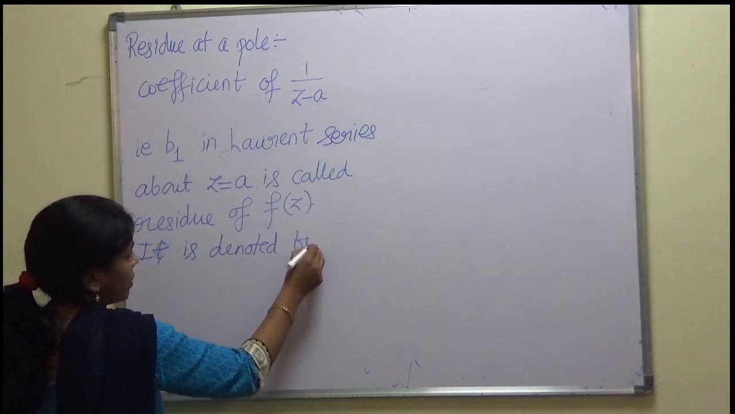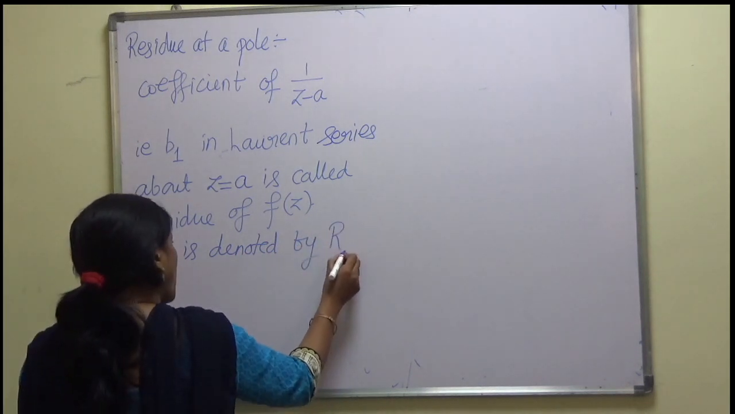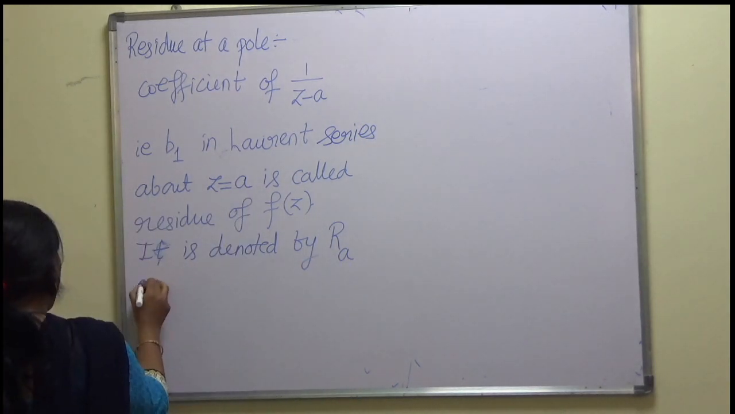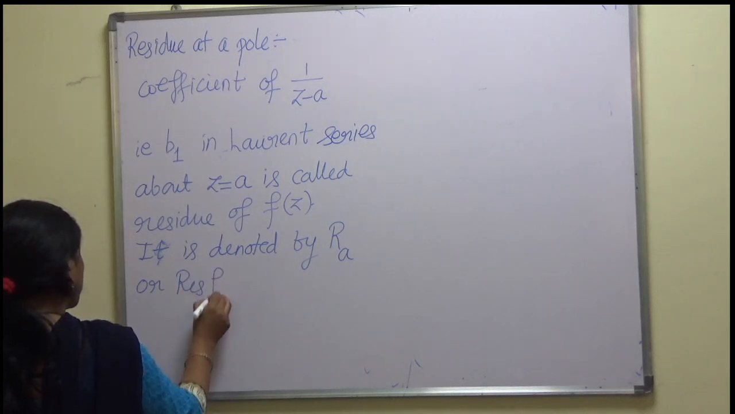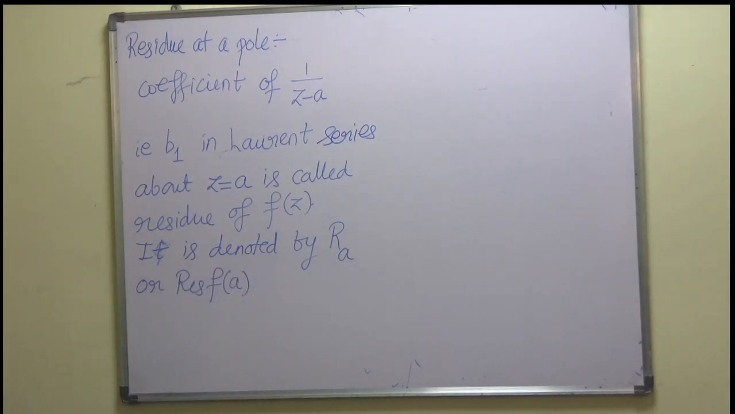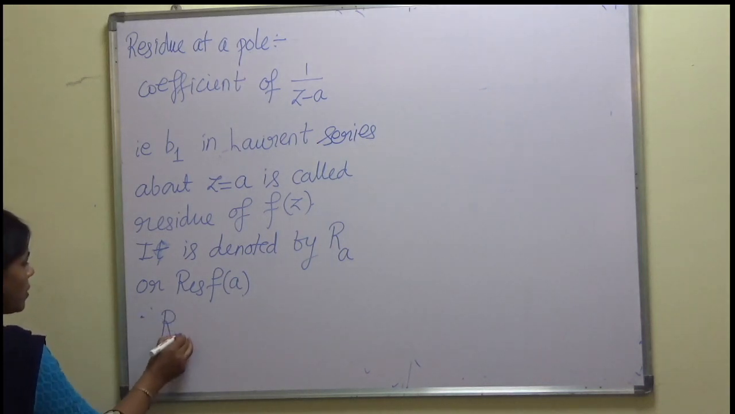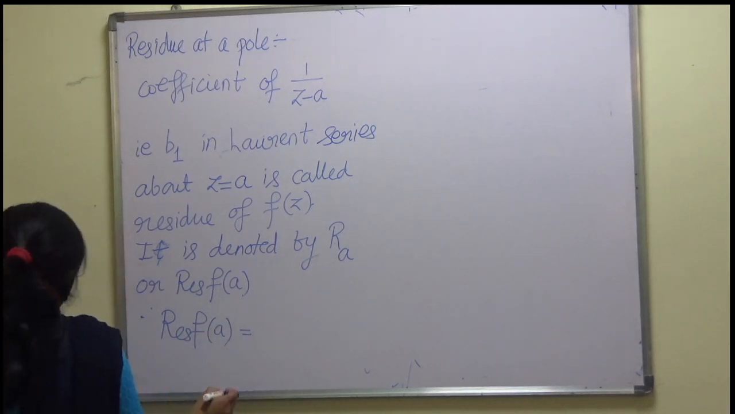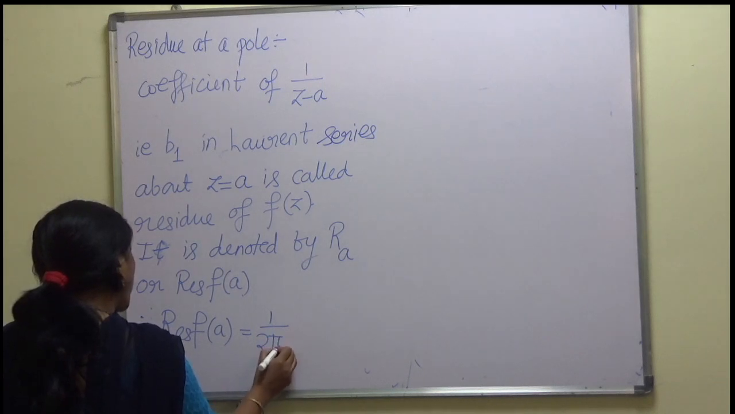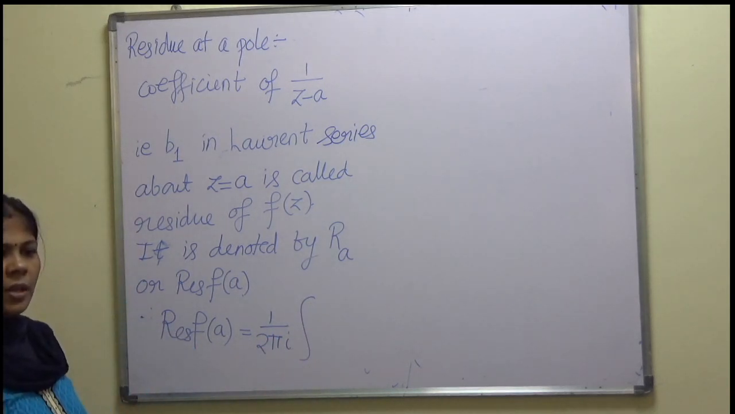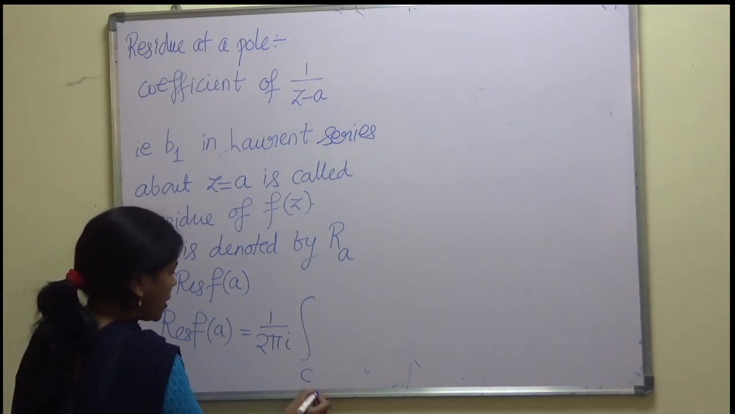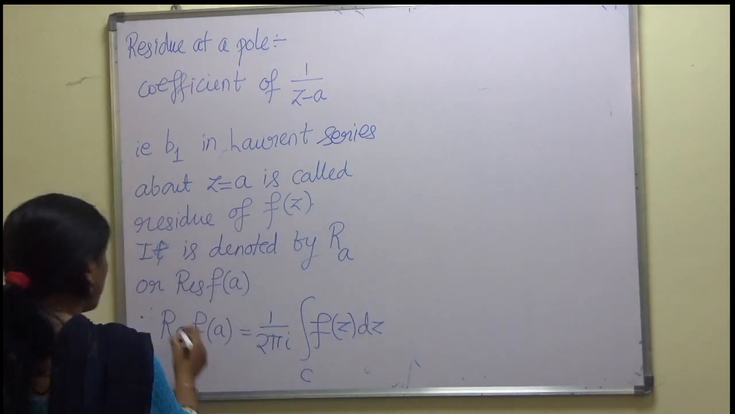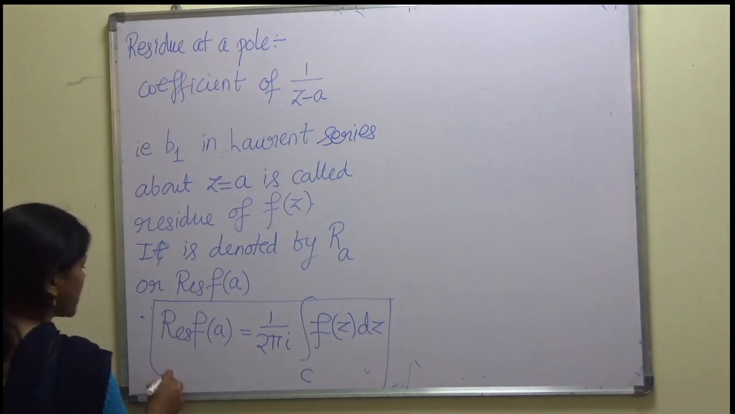It has a notation. Either we write it as the residue at z equal to a, R suffix a, or we write it in another way. So the residue of f of z at z equal to a is 1 upon 2 pi i times b1, and b1 is given by the Cauchy integral formula as 1 upon 2 pi i integration over c of f of z dz. This is the formula to obtain the residue.